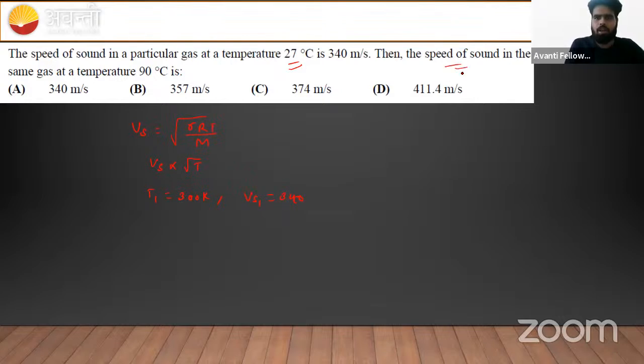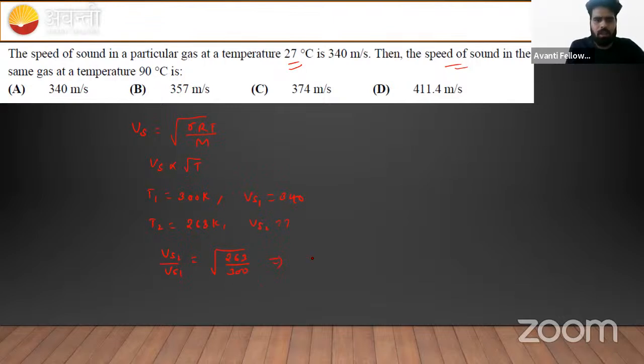What is the speed of sound at 90 degrees Celsius? So what is the value of 90 degrees? If we add 273, we will get 363 Kelvin. We have to find out Vs2. We can say Vs2 upon Vs1 is nothing but the square root of T2 upon T1. We can write down 363 divided by 300.